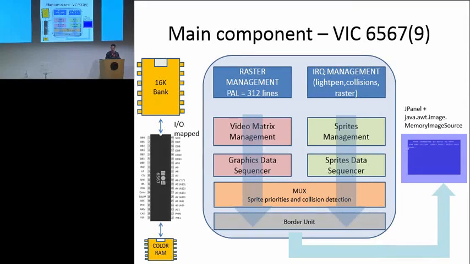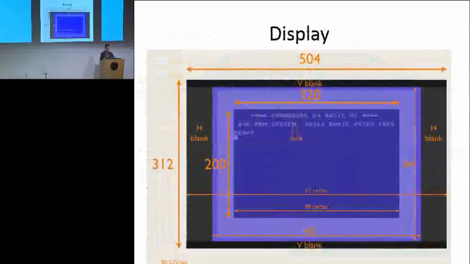I don't know if this term is strange for you, but basically they are graphics objects managed directly by the hardware. And the collisions between the sprites and the background, and between the sprites. This was the layout of the display, so basically the dimensions, and you can see that one character is displayed in one cycle.